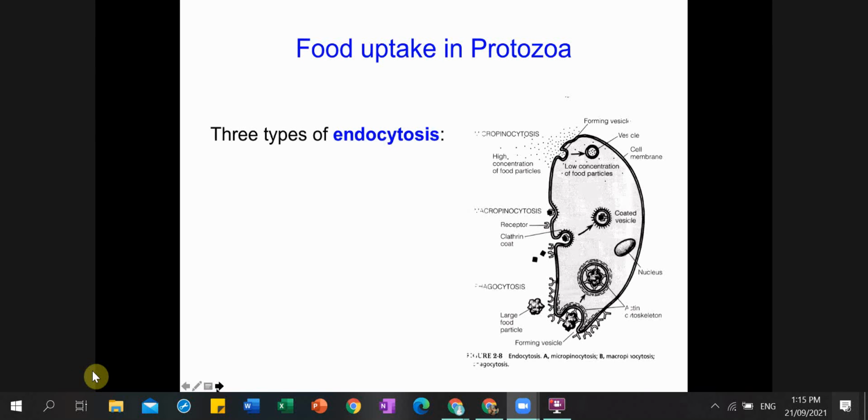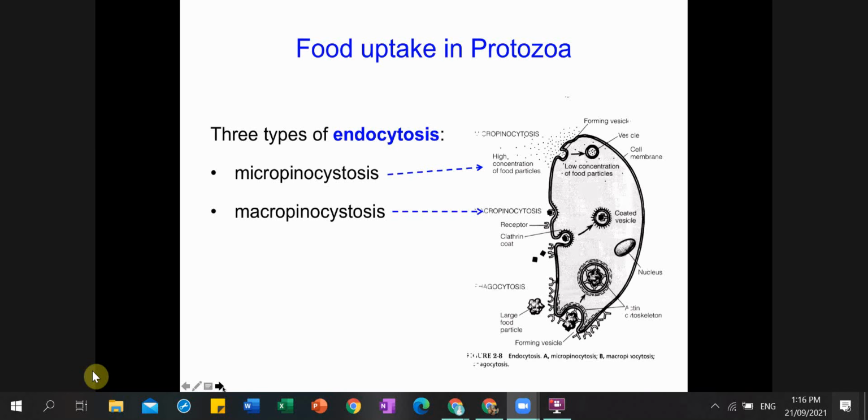Okay, we can classify endocytosis into 3 types. One, we call it micropinocytosis. It refers to the situation when they have very, very small food particles, okay? And they form what we call the vesicle over here, right? To coat these food particles and they bring them into the cytoplasm, okay? That's the first step, right? So they take food in, okay? Or if the food particle is larger, they call it macropinocytosis, right? So the food particle is larger.